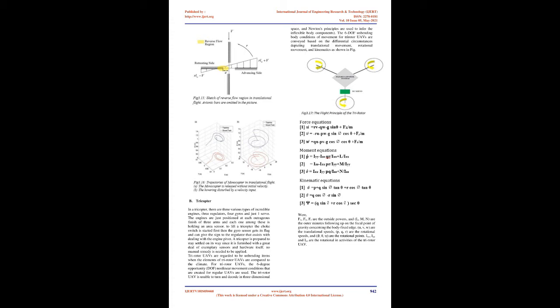In a tricopter, there are 3 brushless motors, 3 controllers, 4 gyros, and just 1 servo. The motors are positioned at the extreme end of each of the 3 arms, and each one is holding a position sensor. To lift a tricopter, the throttle is started first, then the gyro sensor gets its signal and can give the signal to the controller that assists with managing the motor rotation.